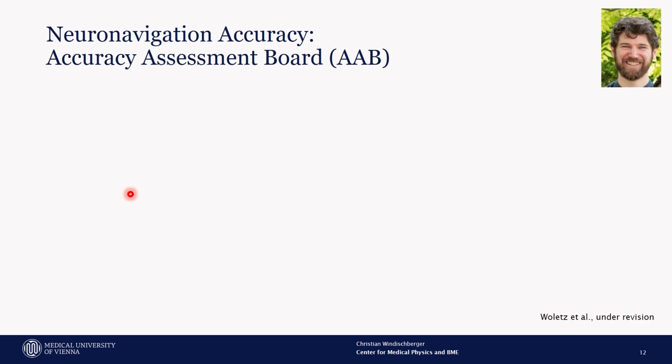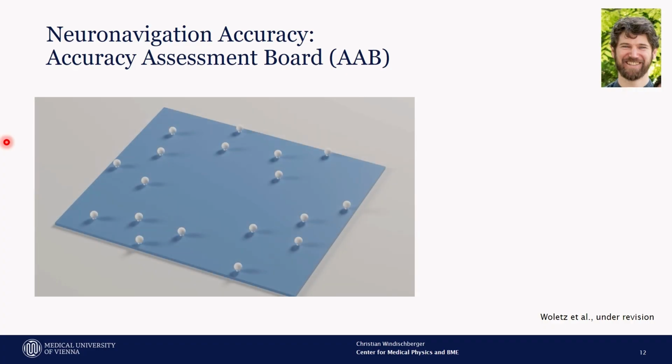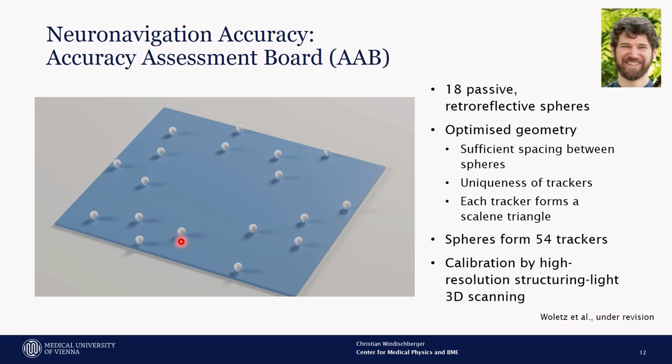Just a quick slide on the accuracy of this. This is work by Michael Wohletz, who had the task of finding out how accurate these neuronavigation approaches really are, if you're interested in distances between different trackers. And he developed a very nice approach, I think, for doing that. So this is a board that contains a number of 18 passive spheres. These are the exact retroreflective spheres that you saw on the trackers before.